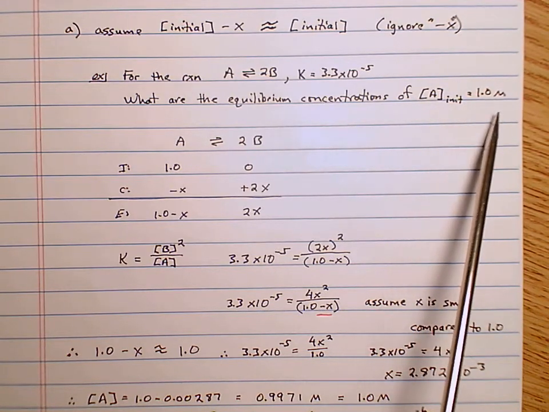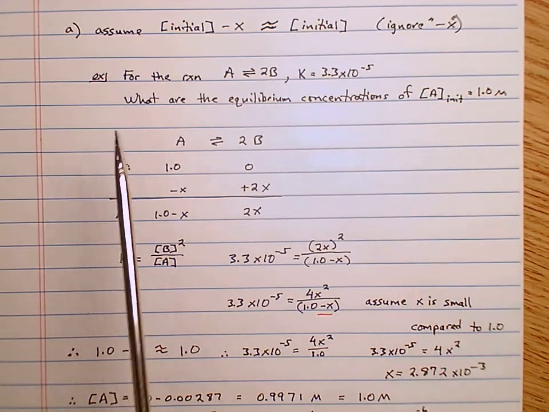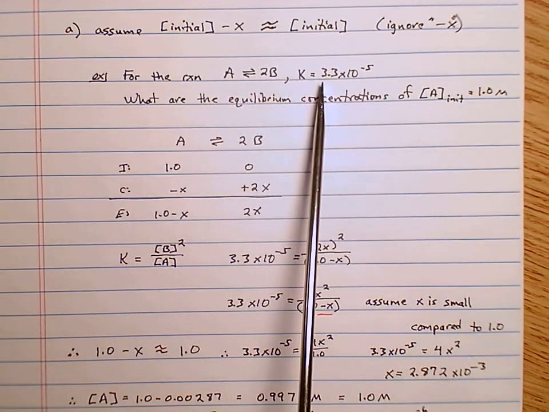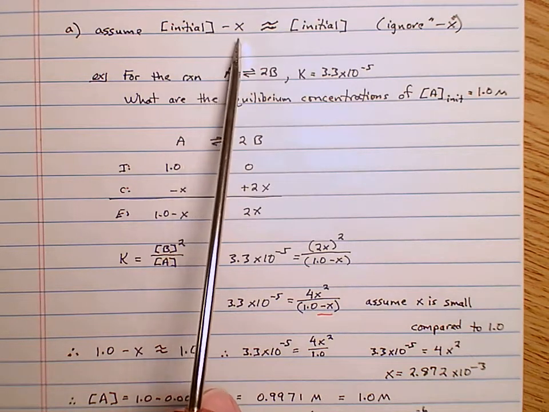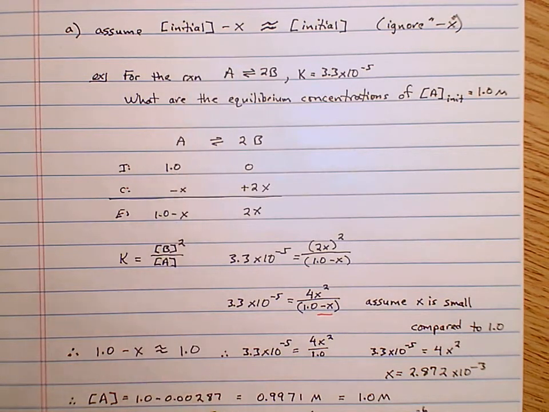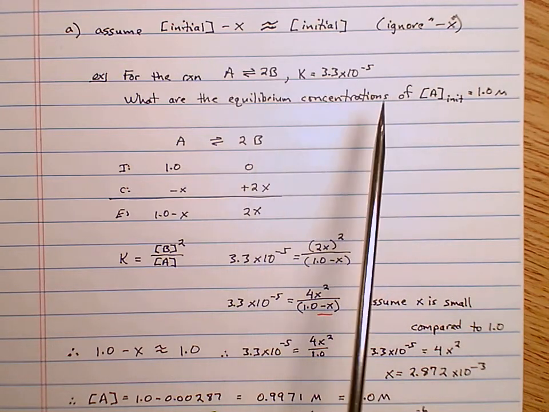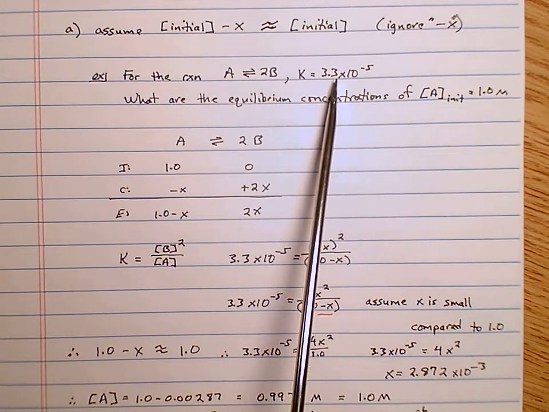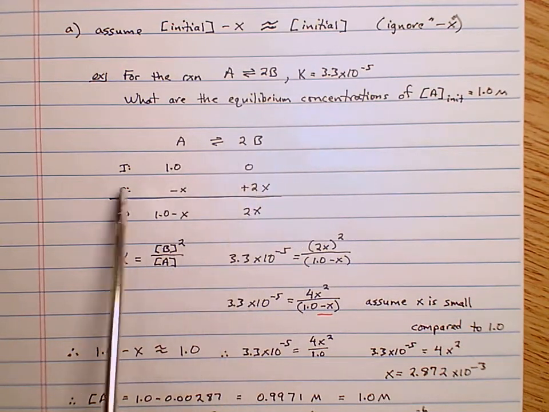Okay, two things I'm looking at. My initial concentration is greater than 0.1, check. K is less than 1 times 10 to the minus fourth, check. So this is a good problem where we can take our shortcut. We can make our assumption that this X is negligible compared to the initial concentration. We can ignore minus X. So, we've got an equilibrium constant and we need to calculate equilibrium concentrations. That means ICE table. We write the reaction.